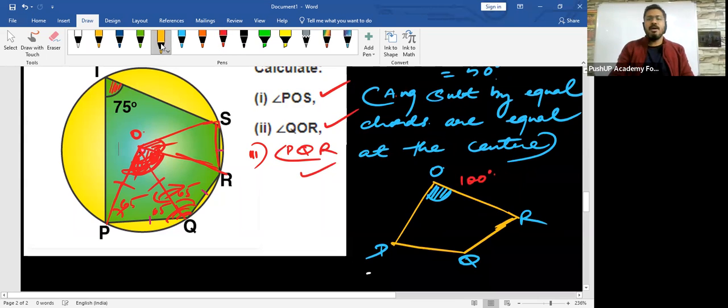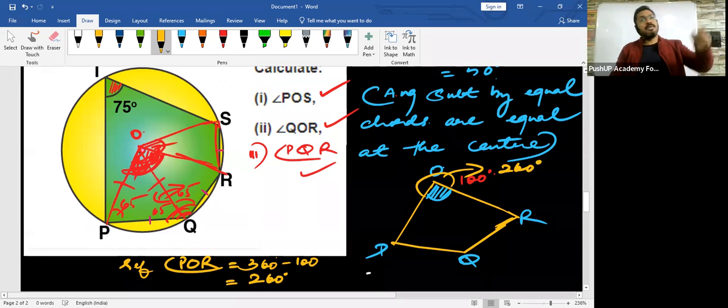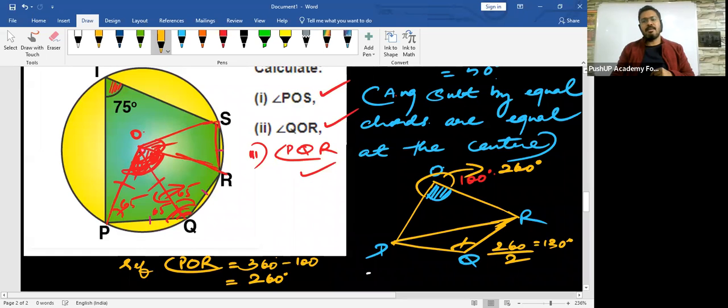So if I ask you, how much would have been reflex angle POR? Reflex angle POR would have been total 360 degree minus 100 degree, which is equal to 260 degrees, right? So if the reflex angle at the center subtended by chord PR is 260 degrees, then how much would have been the angle subtended by chord PR on the circumference? It would have been the half of 260. That is again equal to 130 degrees.